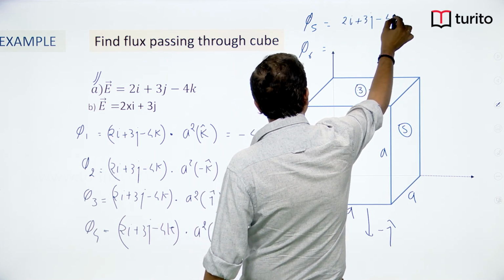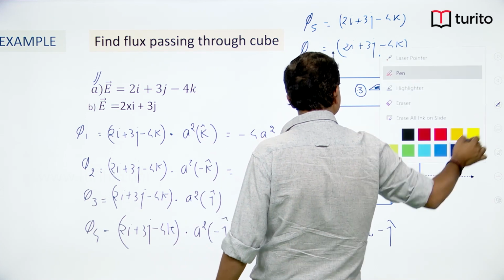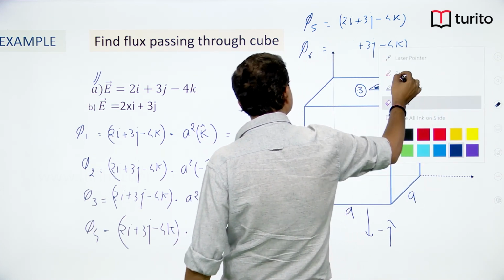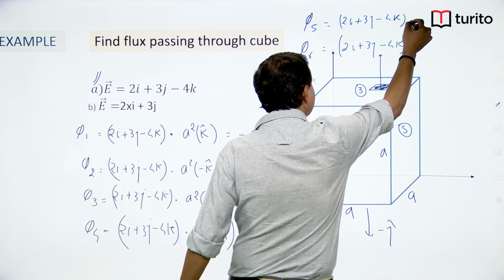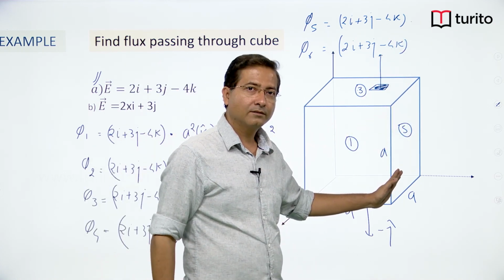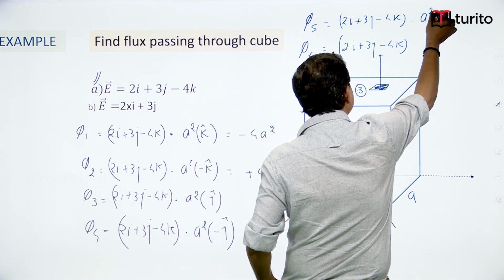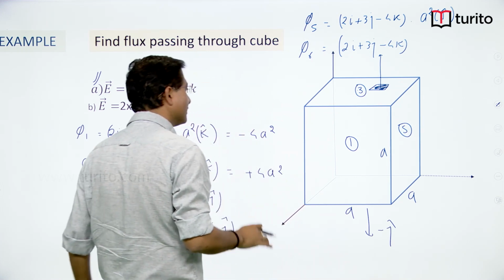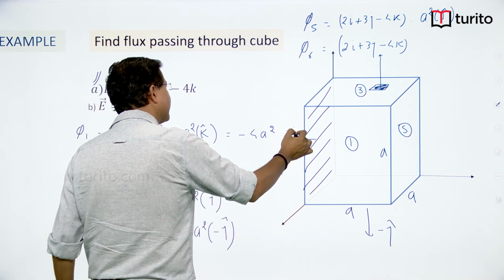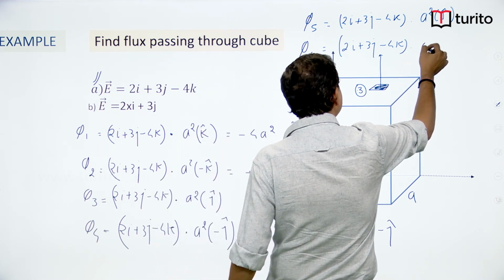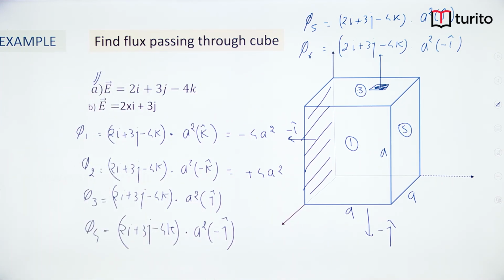2i plus 3j minus 4k, and 2i plus 3j minus 4k. Now I need to do the dot product with the area vector. Look at the fifth one. The fifth one is the side one, and it will have the area vector along the x direction, A square, in vector form, i cap. And the last one, the sixth one, look at this one. This will have the area vector in this direction, minus i cap. So here I can write dot A square minus i cap.